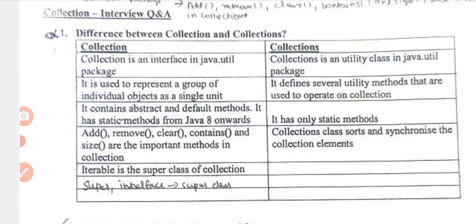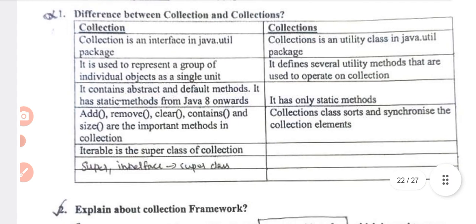Collection is used to represent a group of individual objects as a single unit. But Collections defines several utility methods that are used to operate on collections. Collection means a group of individual objects as a single unit, but Collections defines several utility methods that operate on collections.